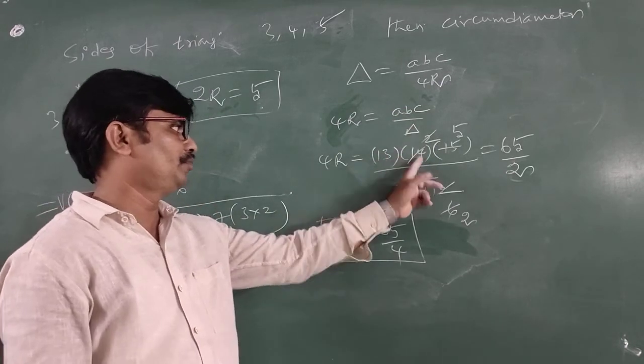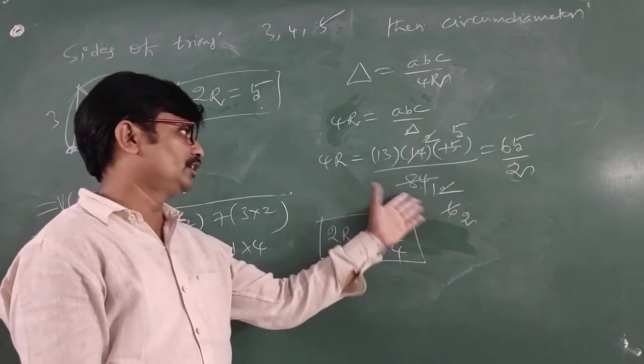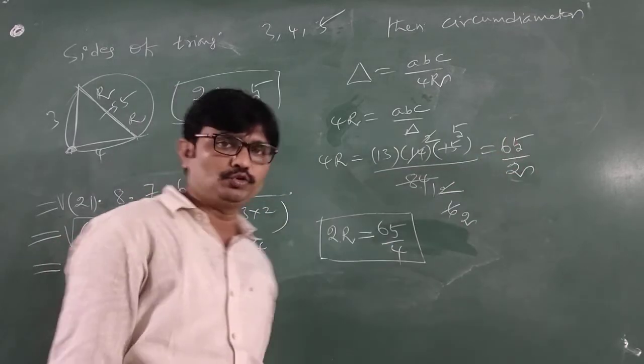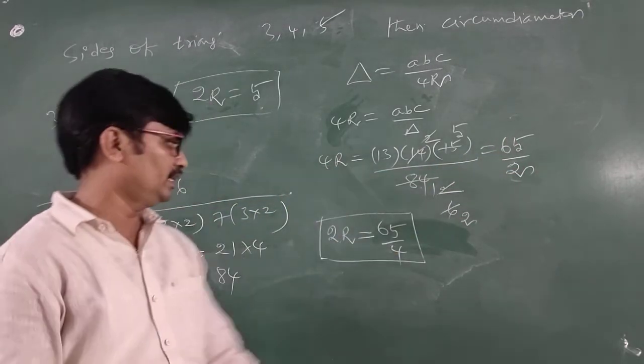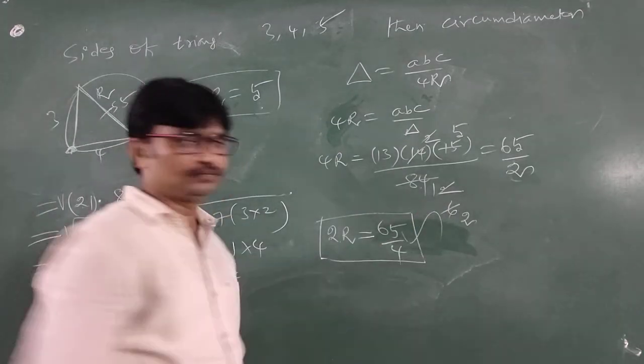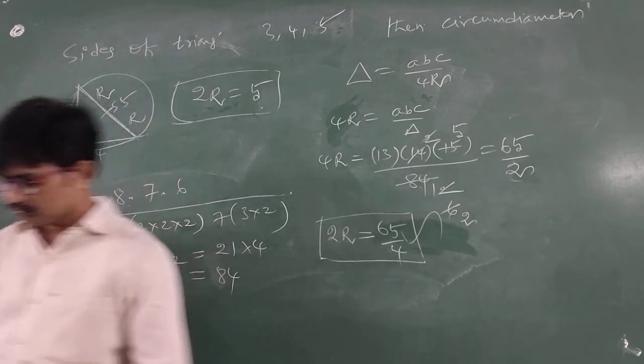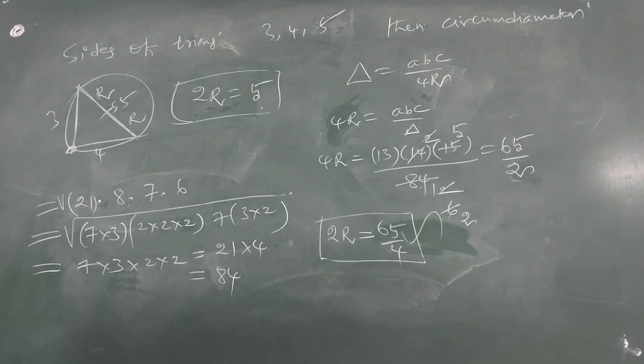A is 13, b is 14, c is 15. Delta is 84, and that is 65 by 2. Now 4R is 2 into 12, that will be sent to the other side, giving 65 by 4. Okay, students. Now, students, another one.